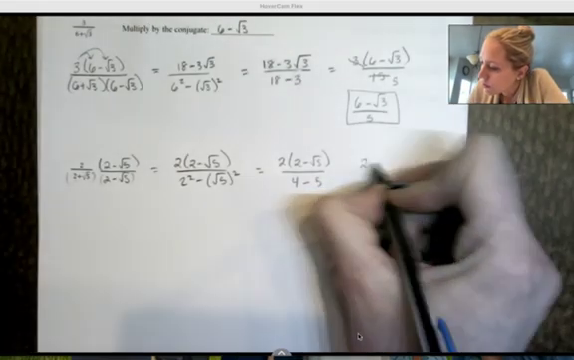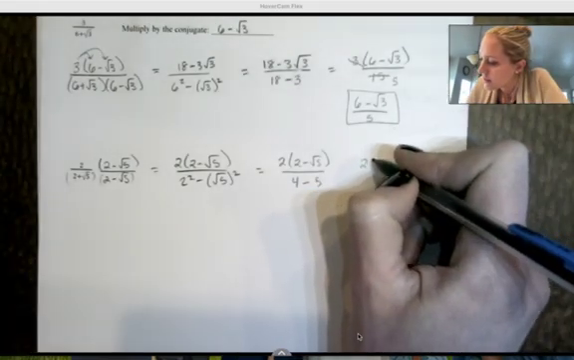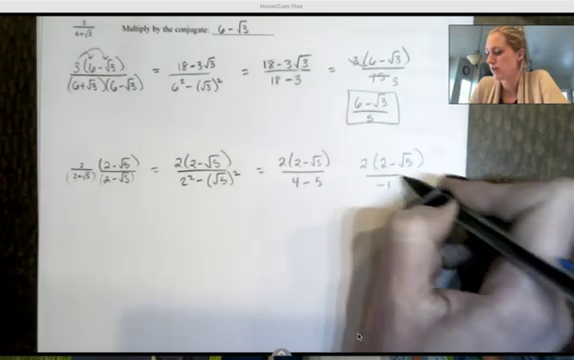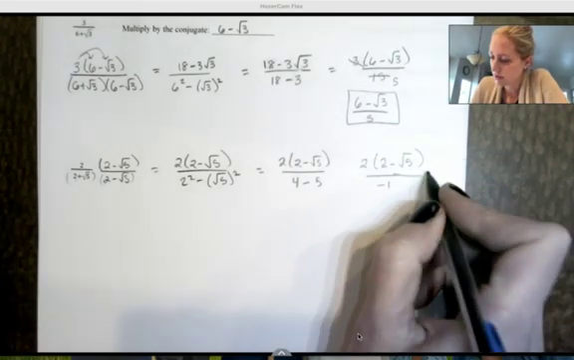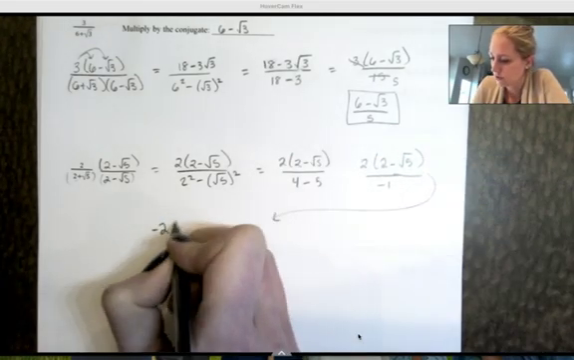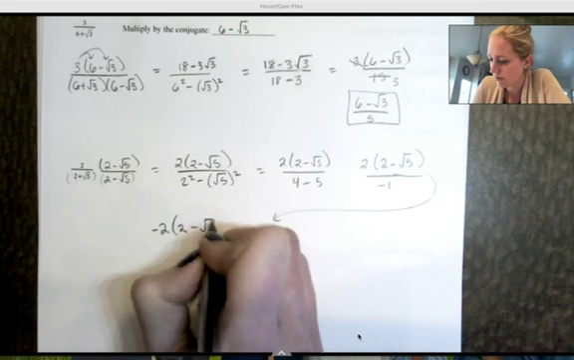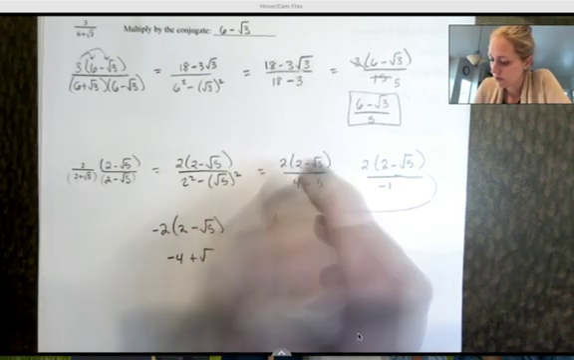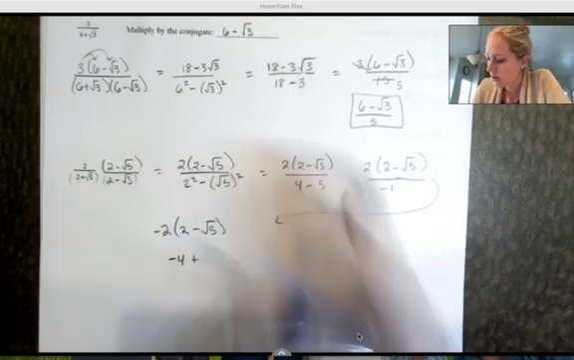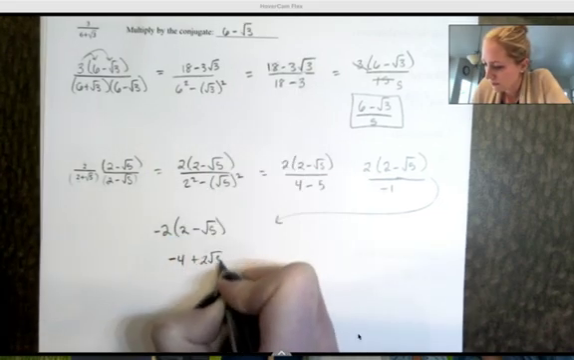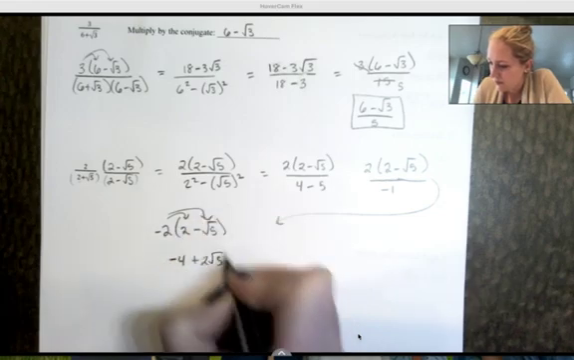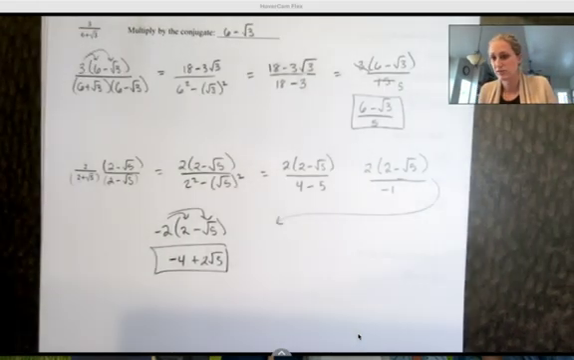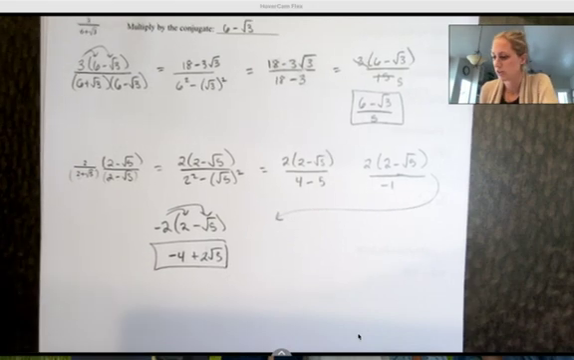So I have 2 times 2 minus root 5 divided by negative 1. Okay, so that equals negative 2 times 2 minus root 5. So I could distribute and get negative 4 plus 2 root 5 when I distribute. So if we can get to the point where you don't have a fraction at all, that's definitely more simplified than having a fraction expression.